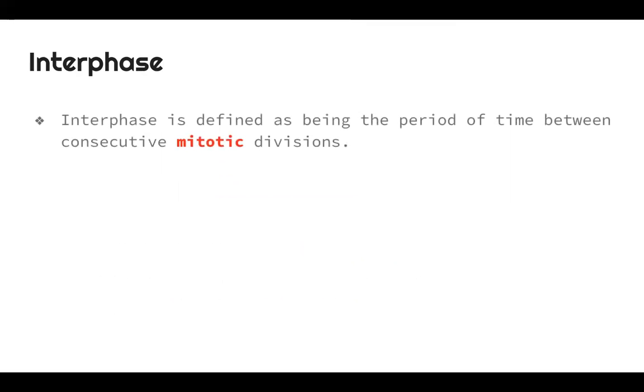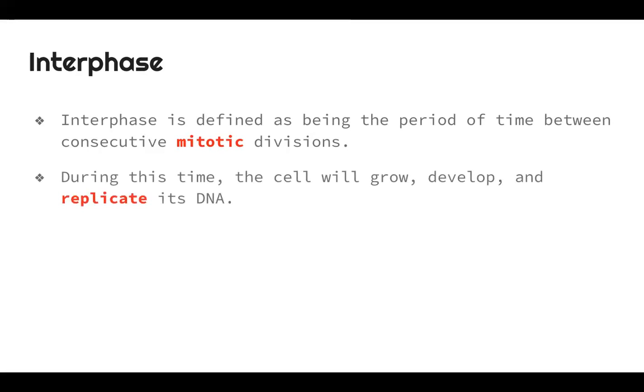So in interphase, this is what happens between mitotic divisions. So when your cell isn't actively dividing, it's in interphase. During this time, your cell grows, it develops, and it replicates its DNA, which is what we learned last week. There are three phases to interphase, which I just said on the last slide.